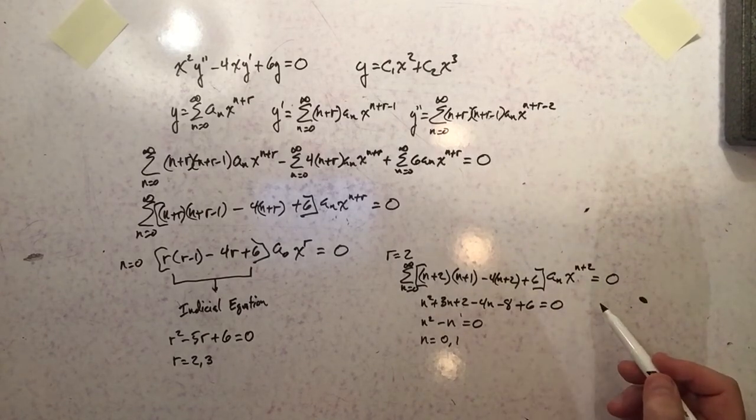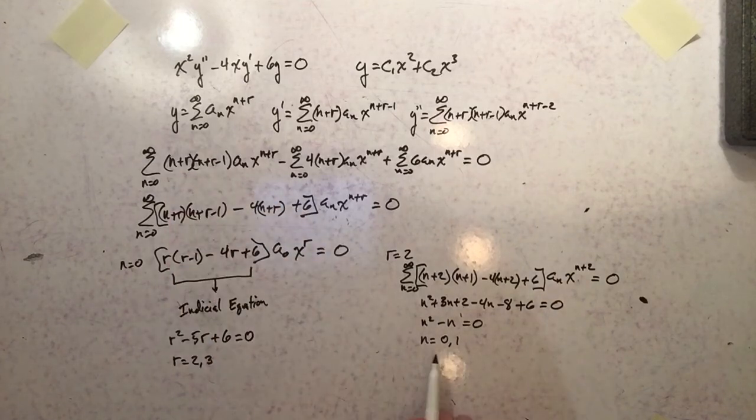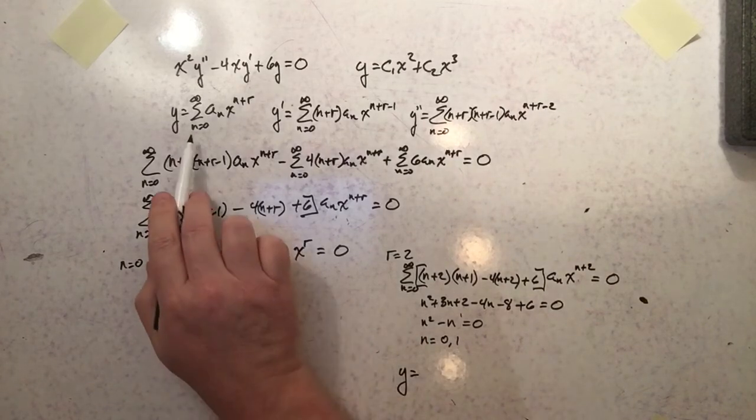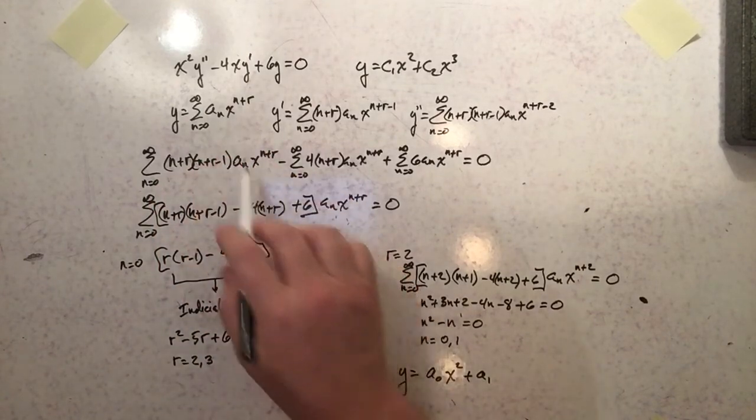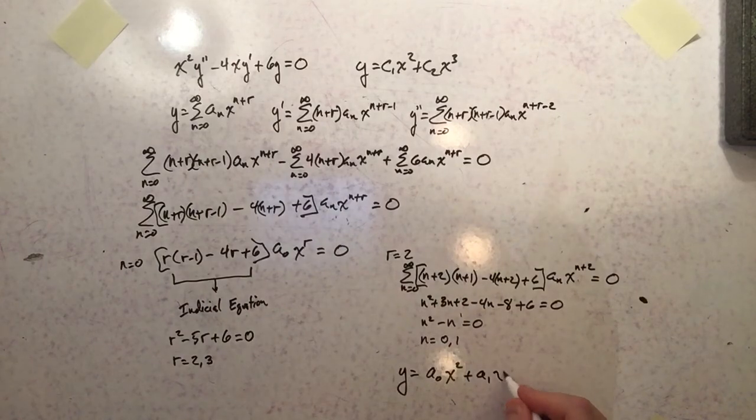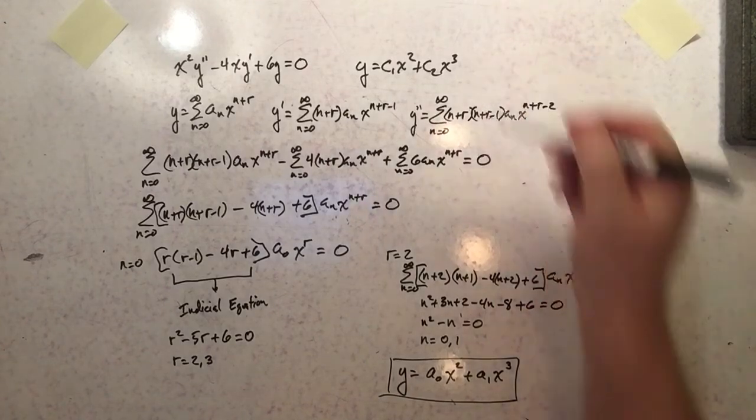So that means I can write down our solution. It's the original guess with only the first two indices applied, and r is equal to 2. So let's see what it makes. y is equal to the summation n equals 0 to infinity. Well, no, only the 0 to 1. So it's y equals, the first term is going to be a0 x to the n plus r, but n is 0, so that's x squared. And the second term is going to be a1 x to the n plus r, and that's 1 plus 2, which is 3. And there it is. That's the solution to the series. It's the same solution we got before.